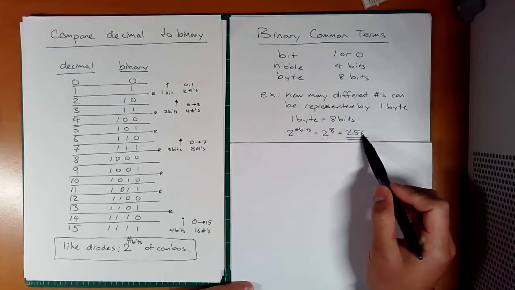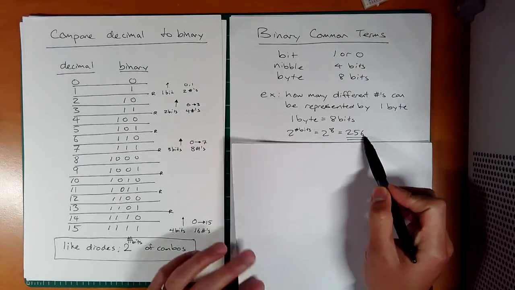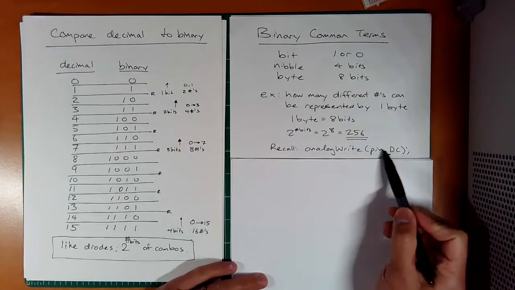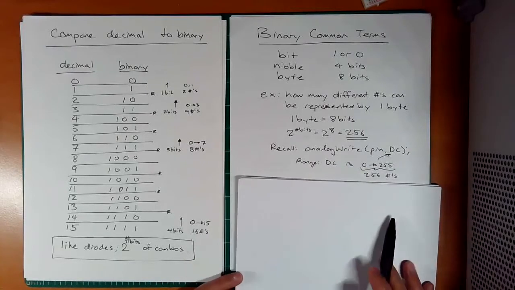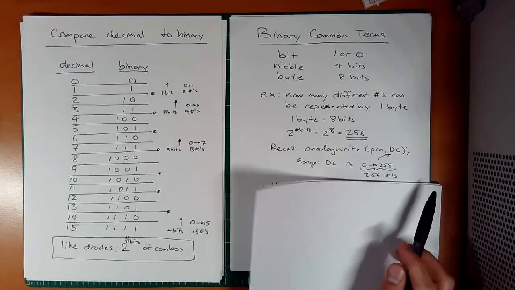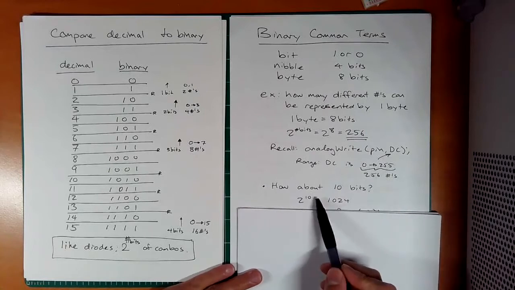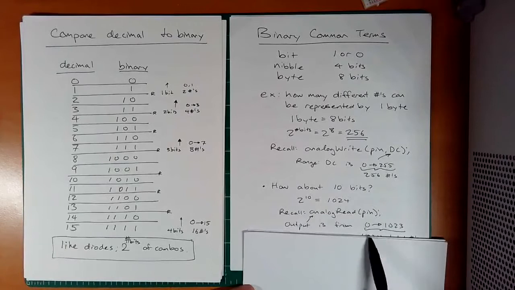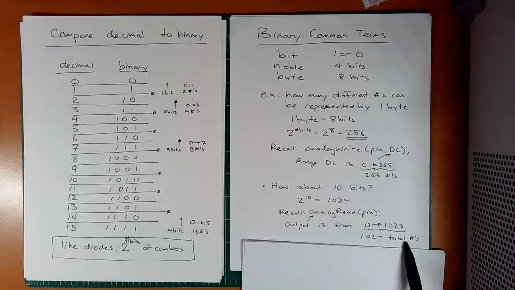And we've seen this with duty cycle, right? Okay, so 0 to 255, that's our duty cycle, right? Analog write, pin, duty cycle, 0 to 255, okay? Okay, what about 10 bits? Well, 2 to the 10, 1024. Analog read, the output of analog read is from 0 to 1023, which is 1024 total numbers, right?